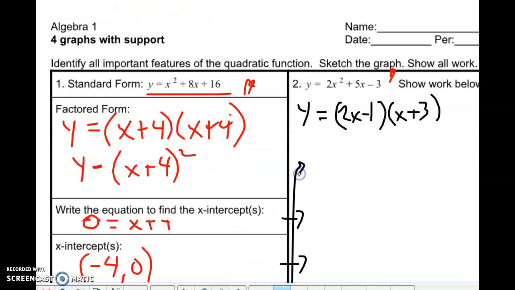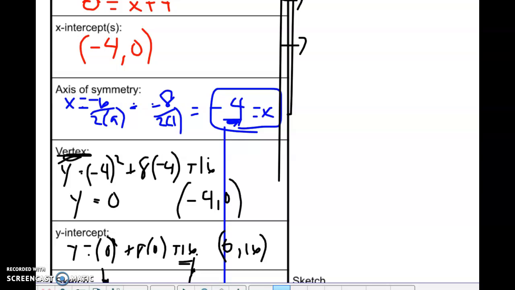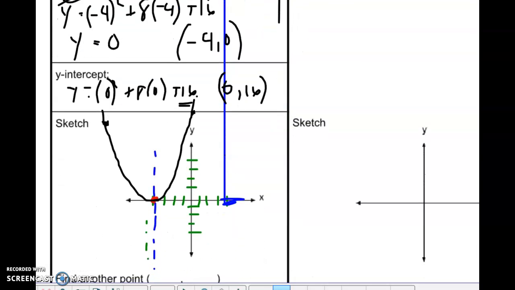Same thing, I'm going to find the axis of symmetry, and then find the vertex and y-intercept, and then just sketch the graph. Sorry, that was the fastest I could do. Hopefully that helps. Thanks.